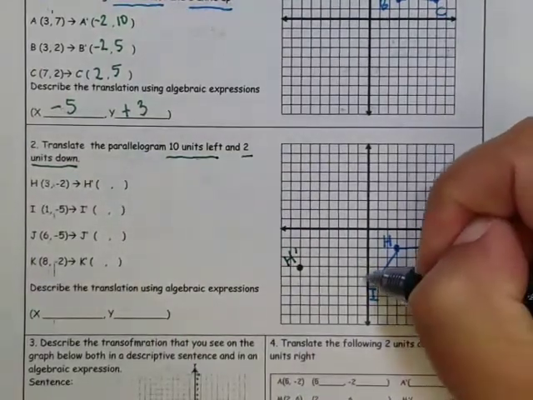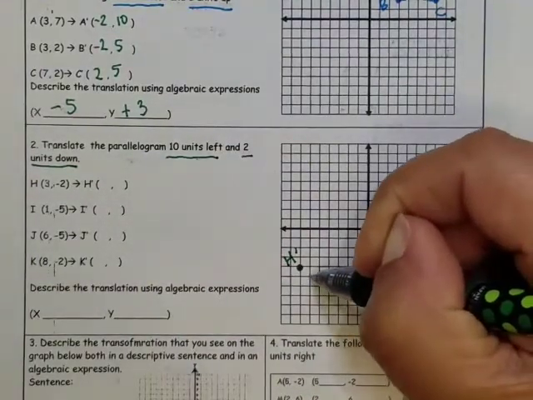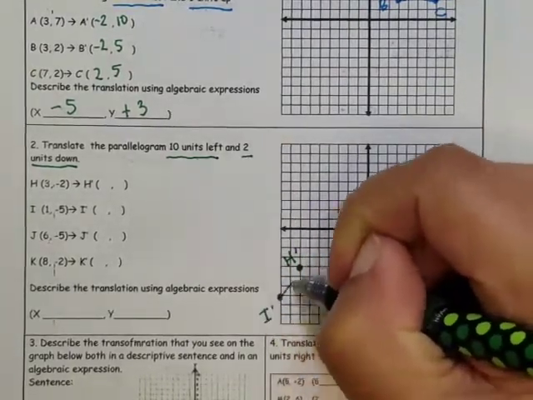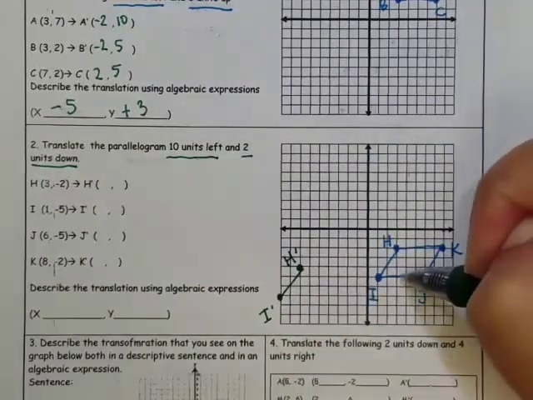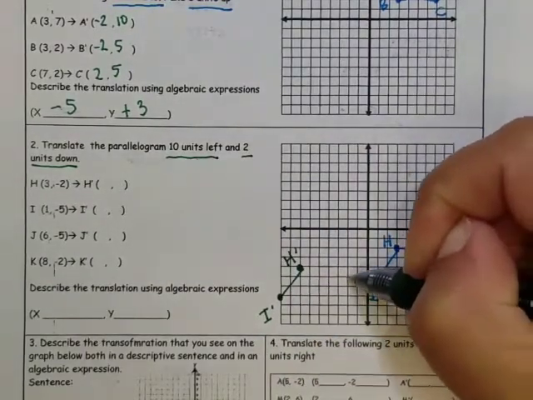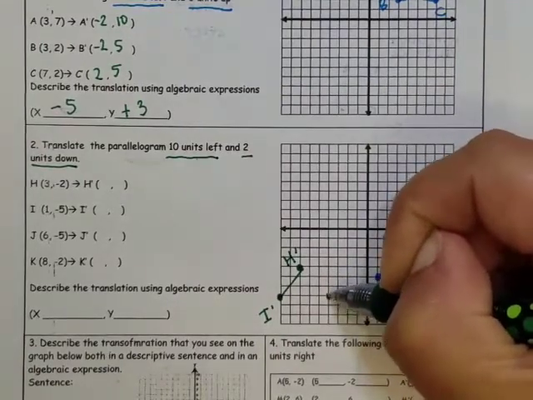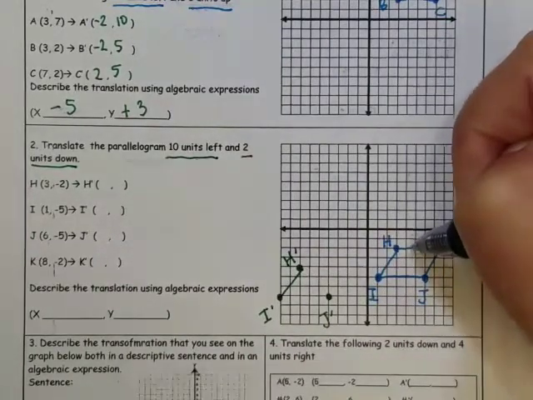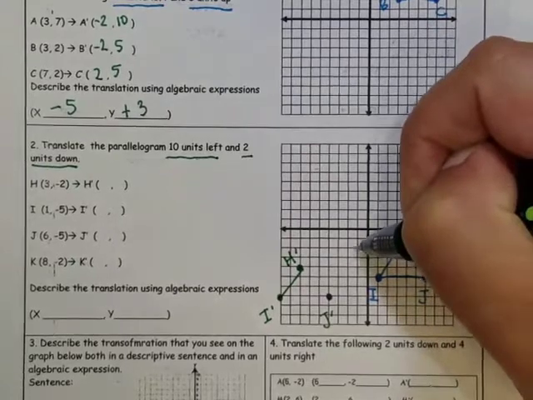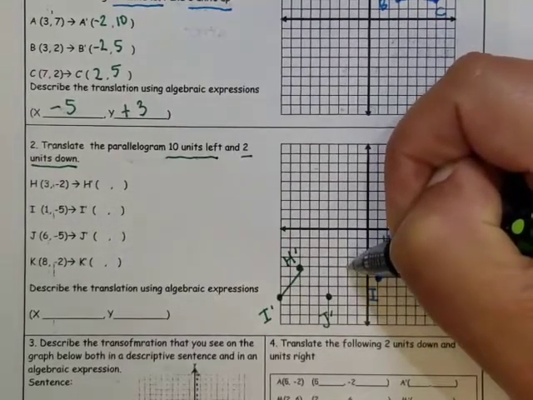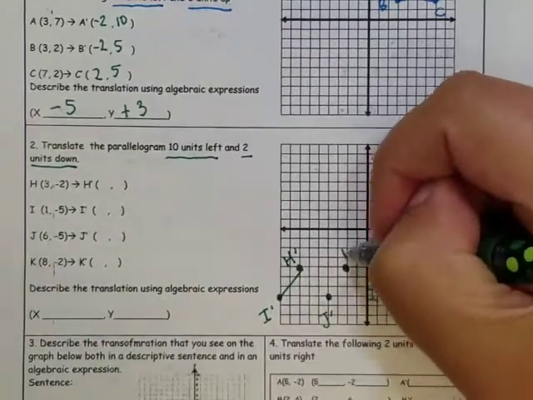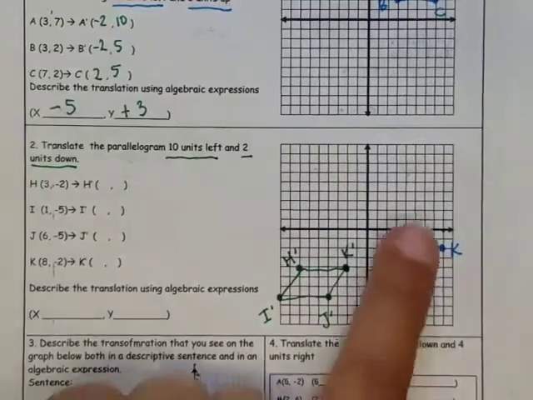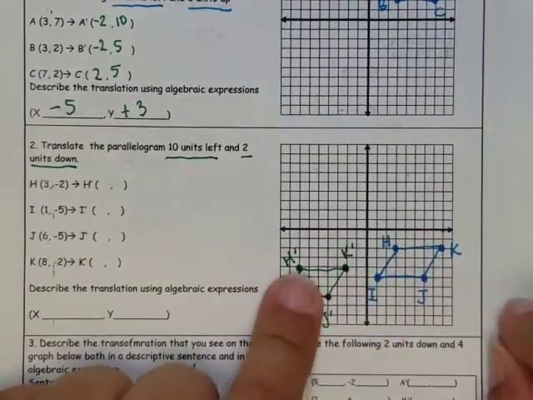And then I, 1, 2, 3, 4, 5, 6, 7, 8, 9, 10, and 2 units down. So there's my I prime. J, 1, 2, 3, 4, 5, 6, 7, 8, 9, 10, and then 1, 2. And then K, our last one. 1, 2, 3, 4, 5, 6, 7, 8, 9, 10, and then 1, 2. And that's my K prime. Then I'm going to connect all my points, and then I made the exact same parallelogram. All it was, was shifted left 10 and down 2.